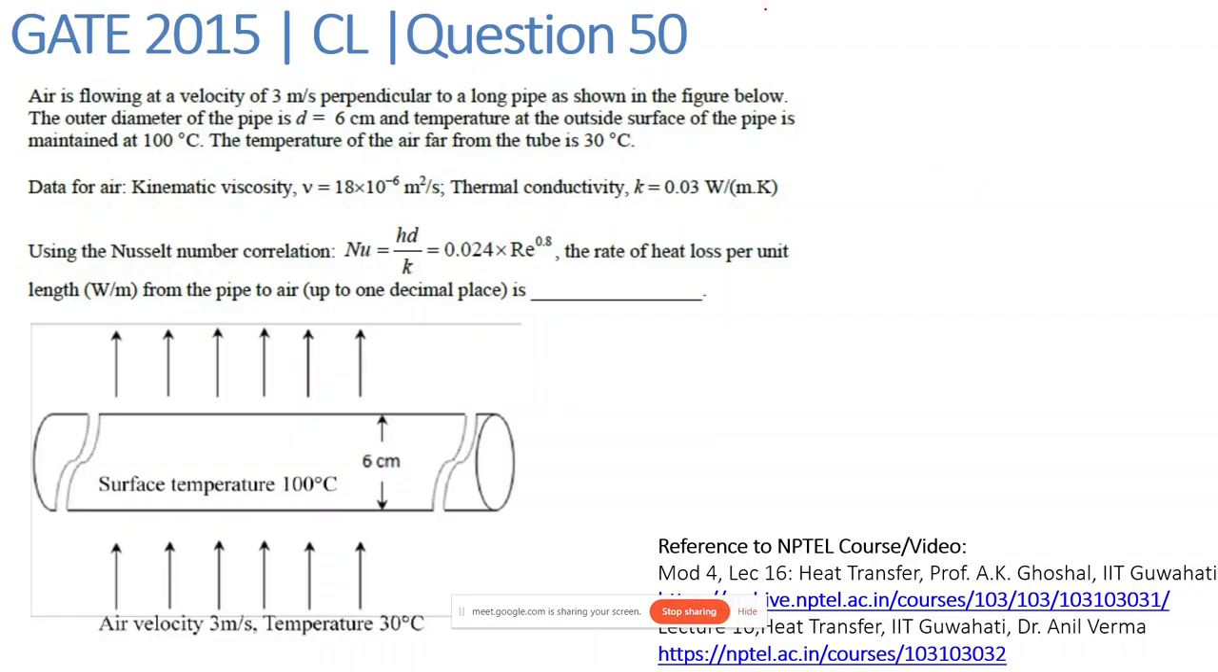Now let's look at this second question. This is question 50 from GATE 2015 chemical engineering, and in this question we have been given an external flow over the cylinder, and we have been given the Nusselt number correlation, and we have been asked to find the rate of heat loss per unit length from pipe to air. So let's look at the video solution.